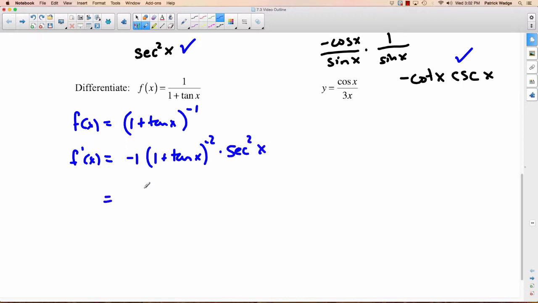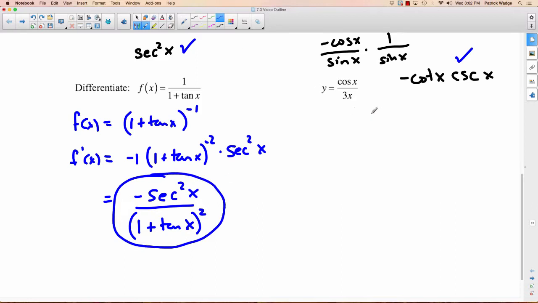So let's simplify this. We have a negative 1 and a secant squared x, so negative secant squared x. This is a flipping negative, so the whole thing comes to the bottom, and we have 1 plus tan x. Don't put tan squared here, right, because the whole thing is squared. So it's actually all of this squared. And that's your answer.